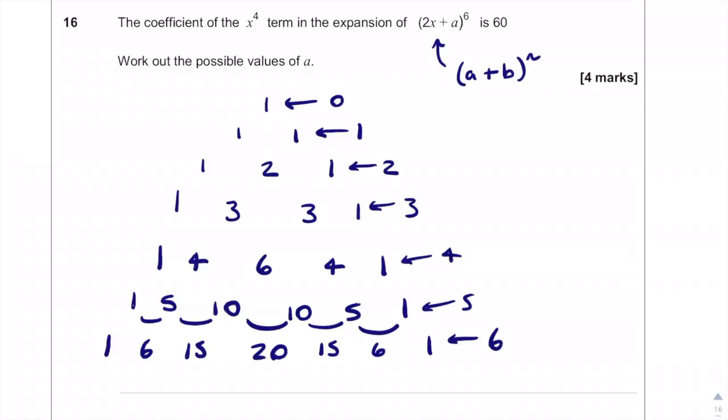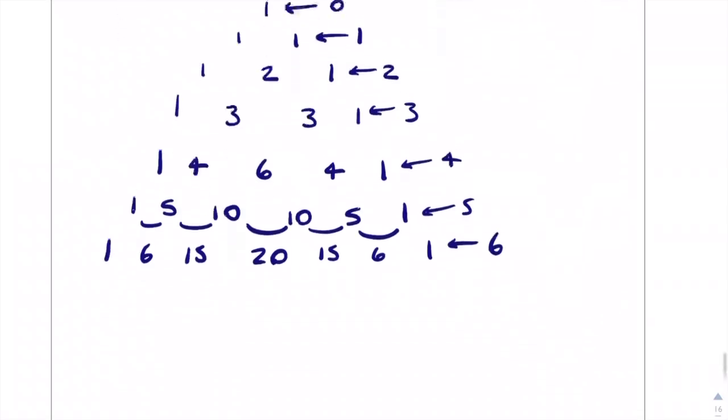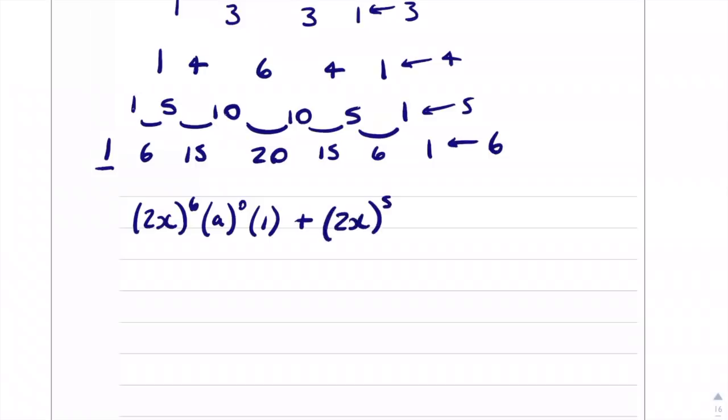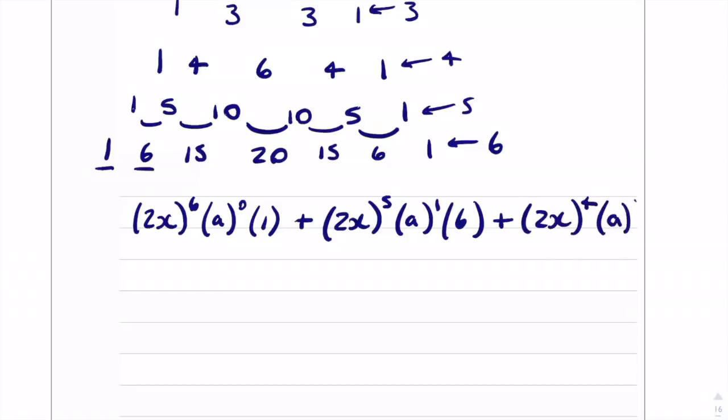So if I write out the expansion of (2x + a) to the power of 6, what's going to happen is we're going to get (2x)^6 multiplied by a to the power of 0 multiplied by 1, because 1 is this coefficient. Then we're going to do plus (2x)^5 multiplied by a to the power 1 multiplied by the 6, which is this coefficient, plus (2x)^4 multiplied by a squared, then multiplied by 15, which is this coefficient.